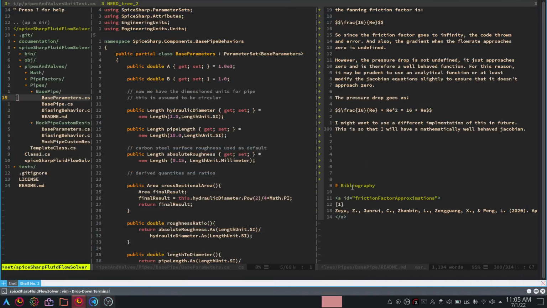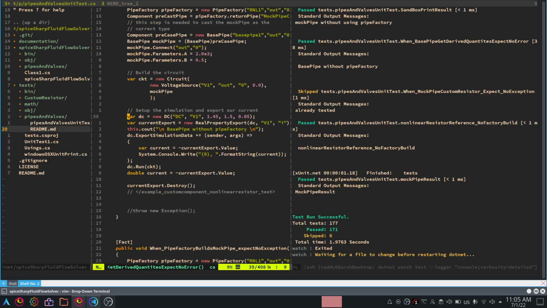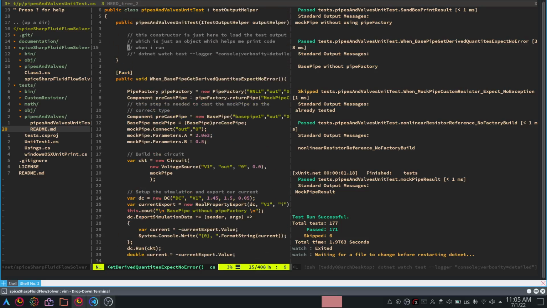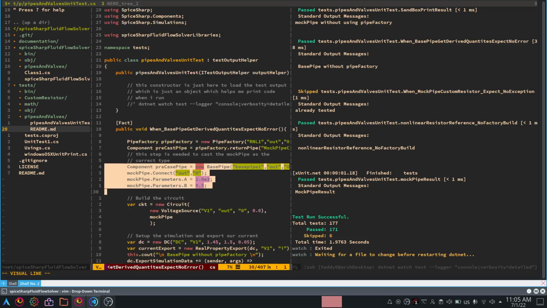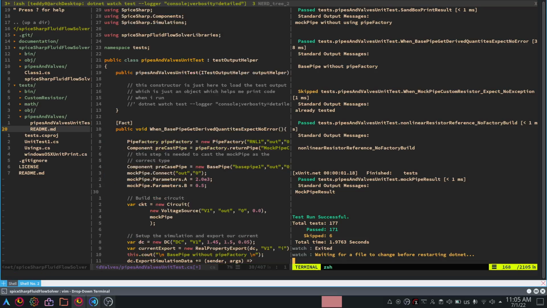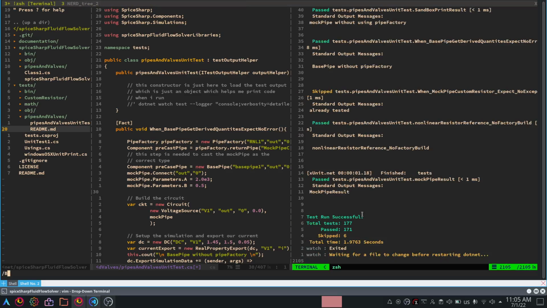So in this video, I've made a BasePipe class, and as you can see, it's being run properly. The BasePipe class is an actual class now, one that can be used as an object, and it contains all the friction factor correlations.